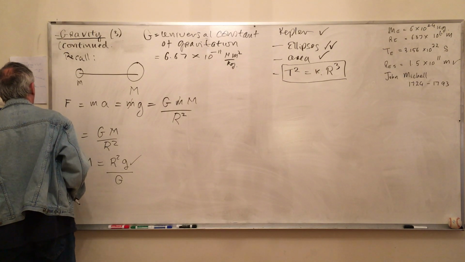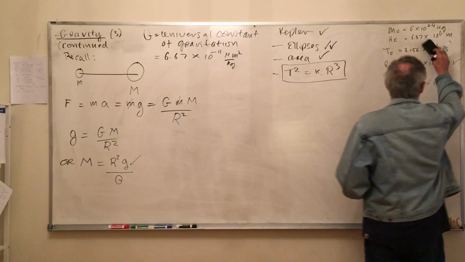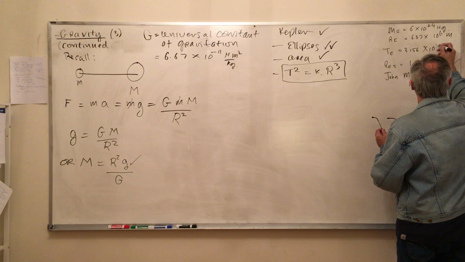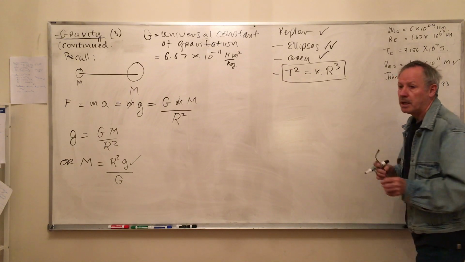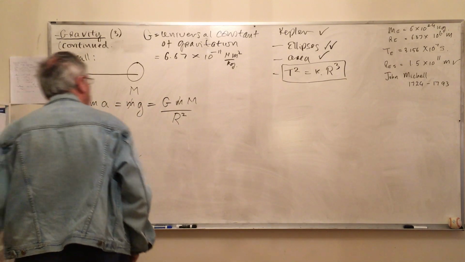Oh right, that's totally wrong. I knew it was wrong. 3.156 by 10 to the power of 7 seconds. Sometimes I make a mistake. You'll catch them. They're usually quite obvious. When I'm up here, sometimes I'm not thinking properly.